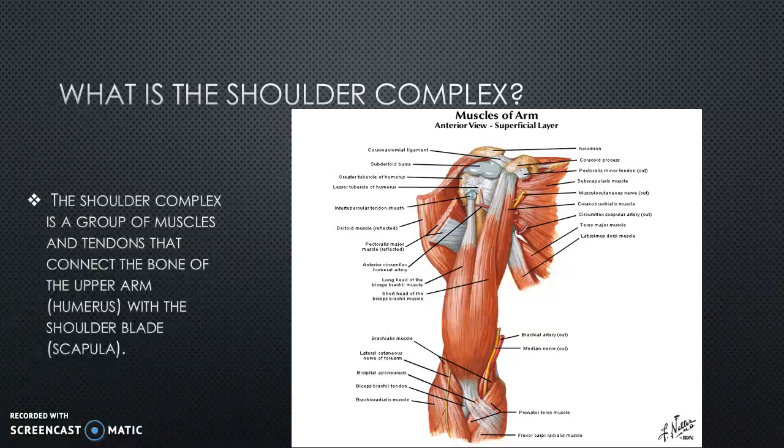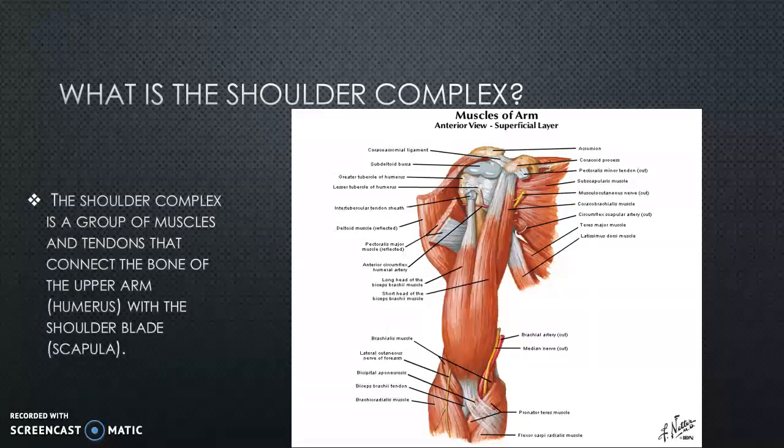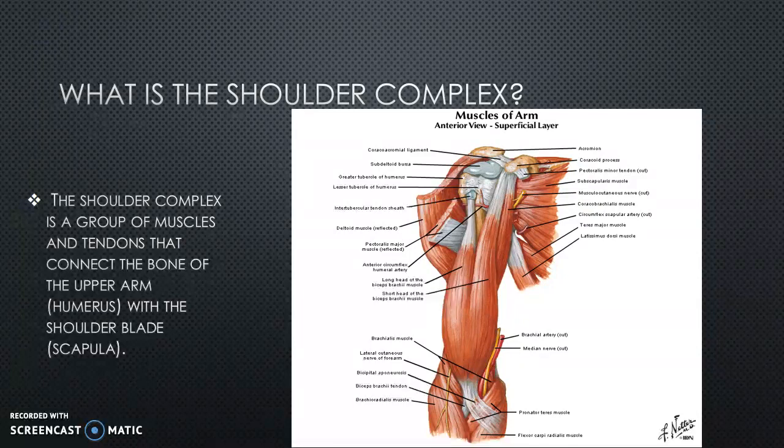First off, what is the shoulder complex? Well, the shoulder complex, as you can see in the picture to the right, is a group of muscles and tendons that connect the bone of the upper arm, which is known as the humerus, with the shoulder blade, or the scapula.